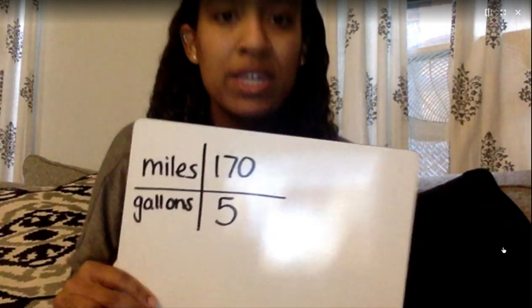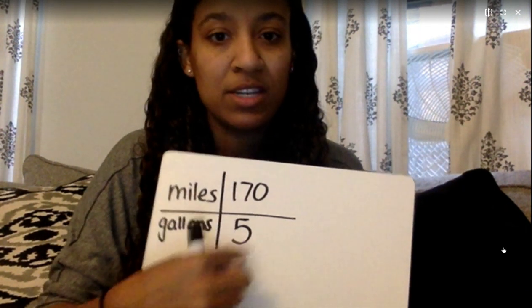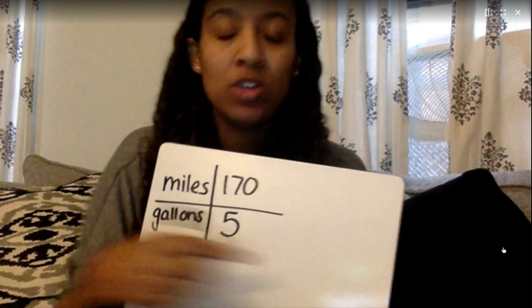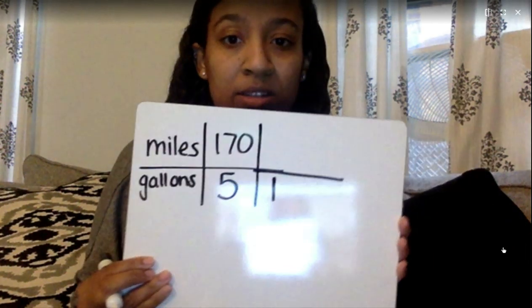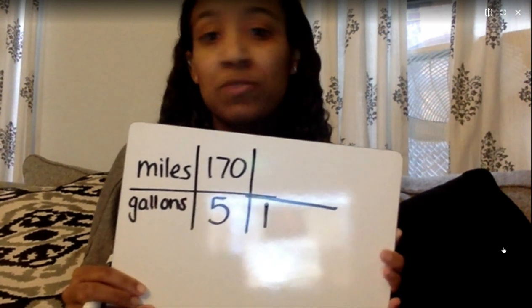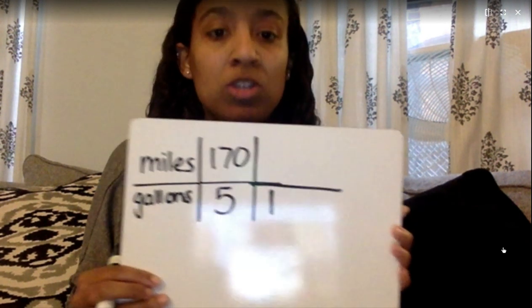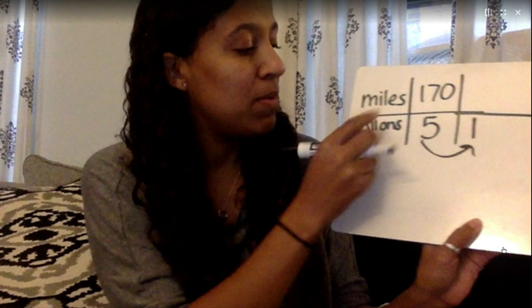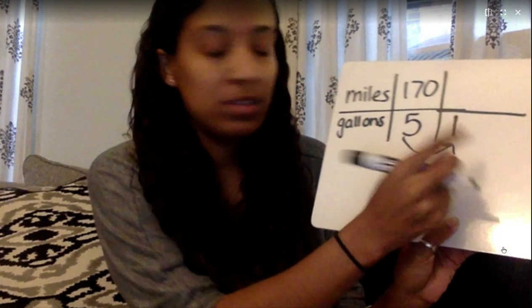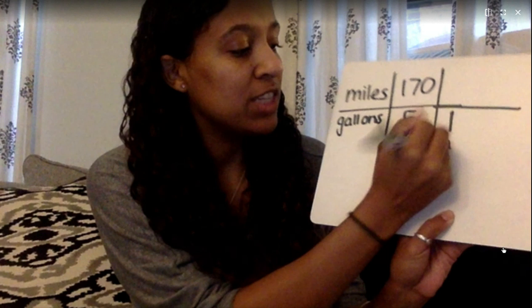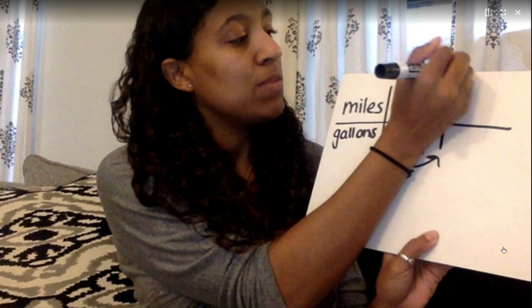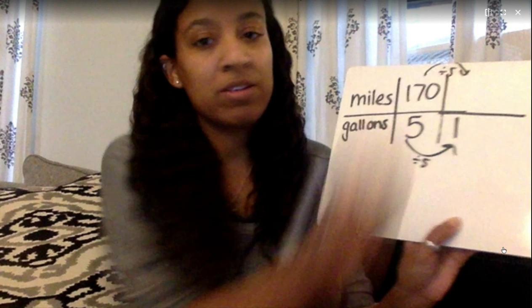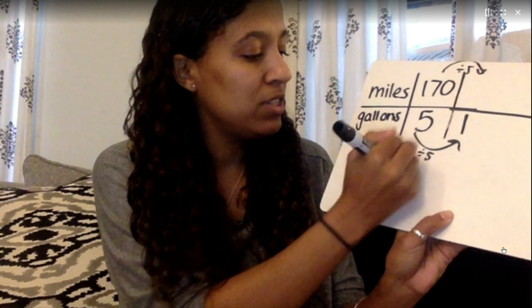Now, there's no way to get from 5 gallons to 7 gallons in my table. So I can always find the unit rate. If I find how many miles for 1 gallon, then I can figure out how many miles for 4 or 3 or 7. So I need to find out how many miles for 1 gallon. 5 divided by 5 gets me to 1. So I need to do the same thing with the other part of my ratio. I need to do 170 divided by 5.